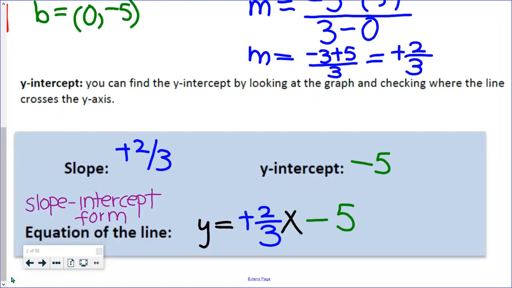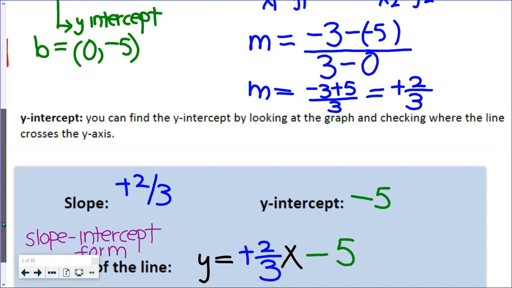Once you have the slope and the y-intercept, we can simply put the equation y equals mx plus b in slope-intercept form. For any function, if you want to find the y-intercept, you let x equal 0.